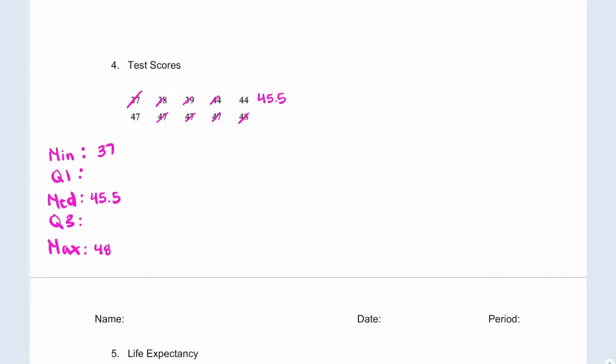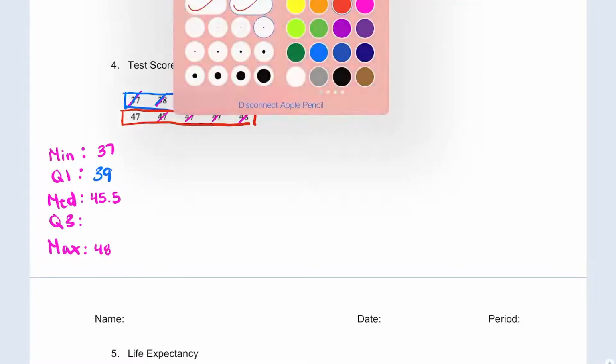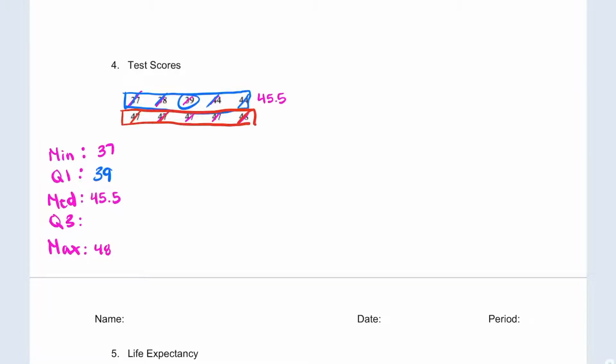So 45.5 is there. Okay, so my lower half is blue, and then my upper half is going to be this red section here. For quartile 1, I'm going to find the median of my lower half. There we go. 39 is quartile 1. And then I find the median of my upper half, and that gives me quartile 3 at 47. And there is my 5 number summary.